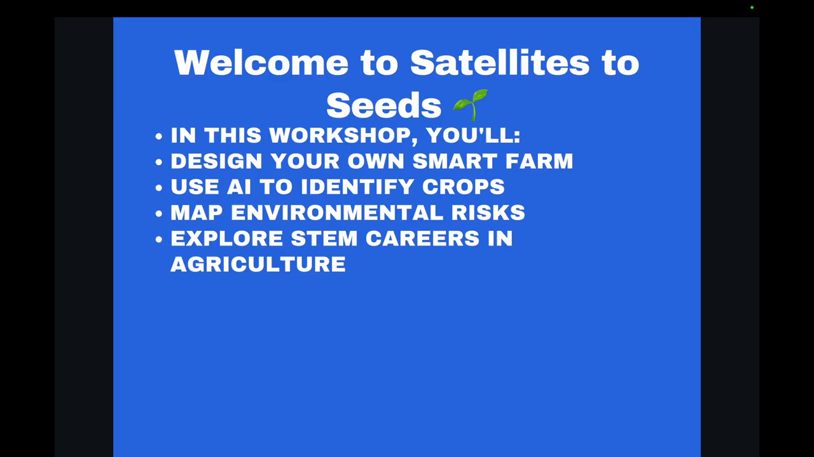We'll be walking through a few different things. You'll get to design your own farm in GIS. I know this may be the first time that some of you are actually using the software, so I'll try to make it as intuitive as possible, and I'm here to help guide you through the process, as well as Srajan. So you'll design your farm, and then you'll get to see how you can use GIS and AI to map environmental risk, and then finally explore STEM careers in agriculture.